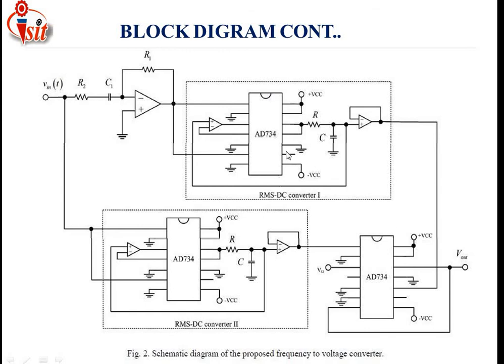Whatever the output generated by this RMS DC converter 2 is denoted as Vrms2, and the output from the other is measured as Vrms1. Then here it is a divider. This AD734 IC is used for the division purpose, as a divider IC. It divides the outputs Vrms1 and Vrms2, and the output voltage is equal to Vrms2 divided by Vrms1. This is the schematic diagram of the proposed frequency to voltage converter.